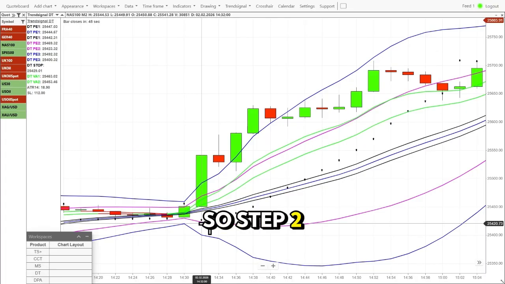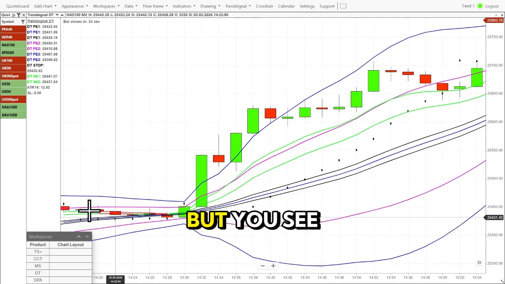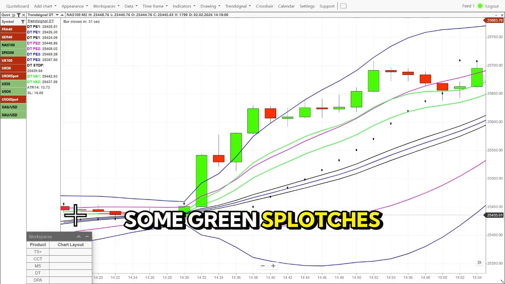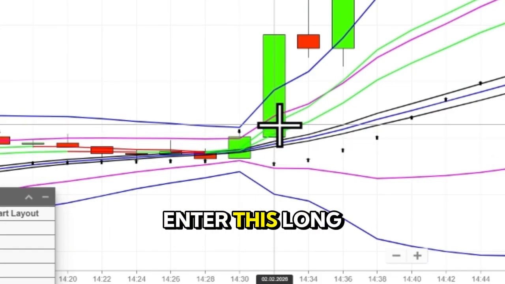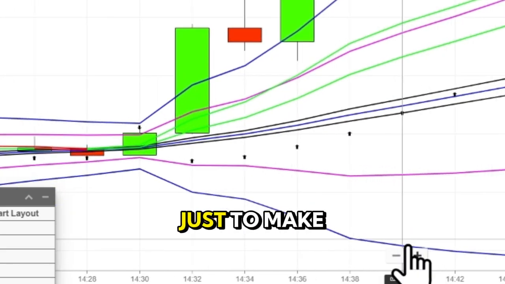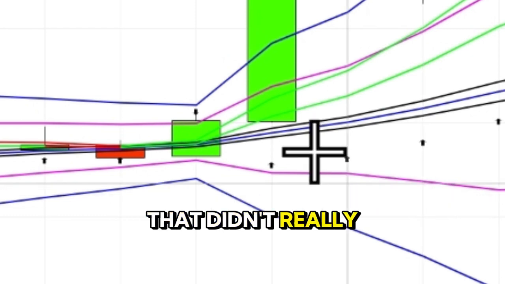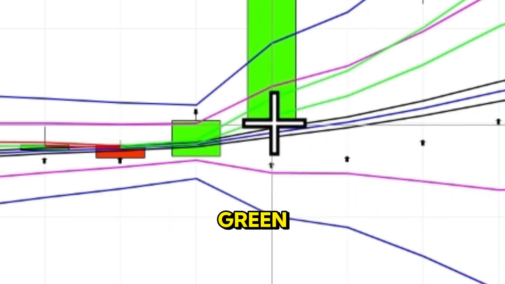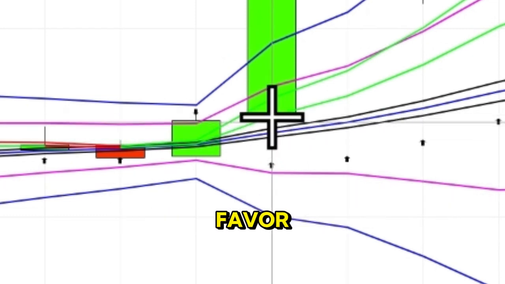So step 2, make sure momentum is in your favor on the shortest time frames. We do that with the vector average. It's a little bit hard to see here because the movement was so quick, so it compresses the part of the chart before the market's open. But you'll see some red splotches in here, some green splotches. By the time we look to enter this long trade, both of these vector average lines, and I'll zoom in a little bit just to make it a bit more obvious. That didn't really help too much, to be fair. You can see that they're both green, indicating short-term momentum in our favor.